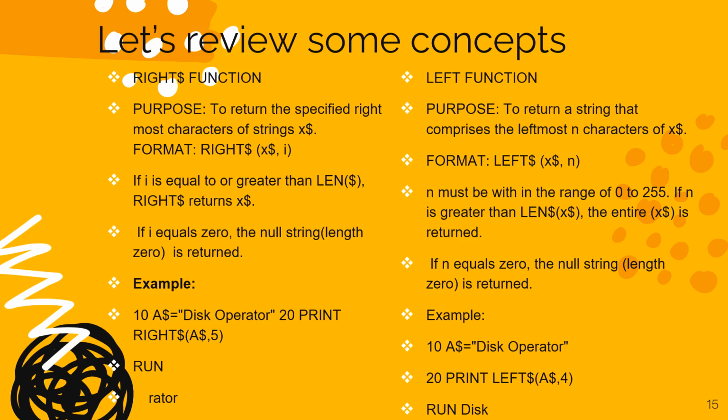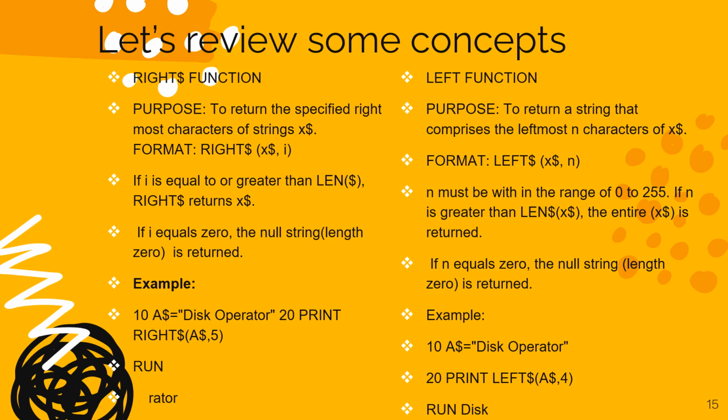So look at the example, line number 10, A$ equals OPERATOR, and at line number 20, PRINT RIGHT$(A$,5) means print the 5 rightmost characters of A$. The rightmost characters of A$ are RATOR, that are at the end of OPERATOR, and that will be printed on the screen.